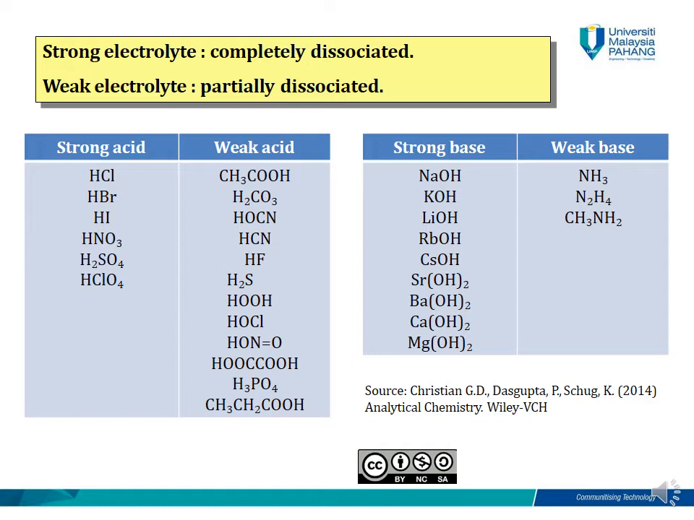Another term is weak electrolyte, which is partially dissociated. After that I will show you how we can determine the pH value for strong acid or weak acid and strong base or weak base. So here is the list. Please take note of all the chemicals listed here.